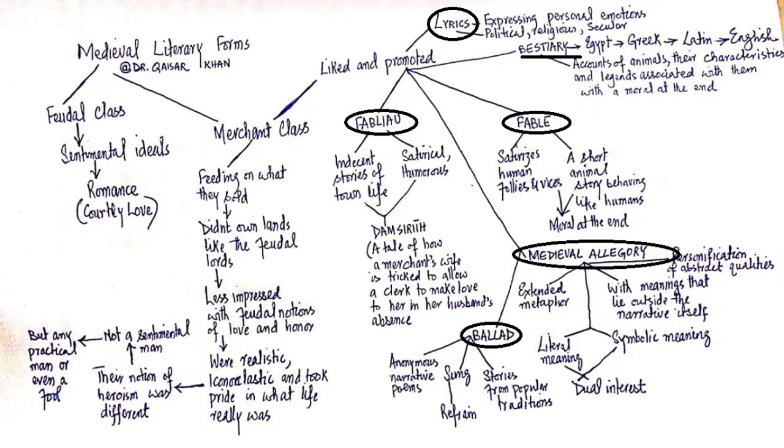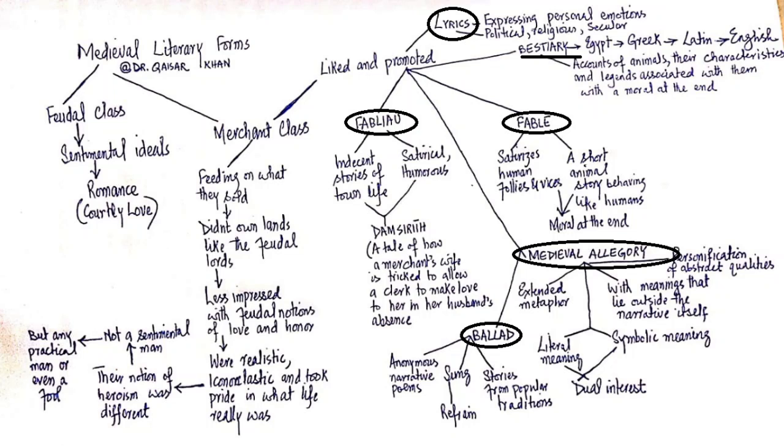The allegorical figure exists simultaneously on two levels of meaning. This is what I already told you, that there are two levels. One is the literal one that is existing inside the text, in the narrative, and then the other one is the symbolic level, which is outside the narrative.